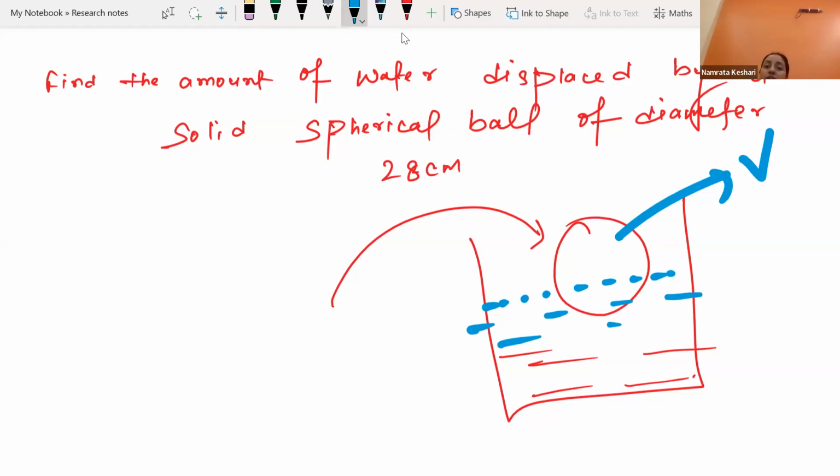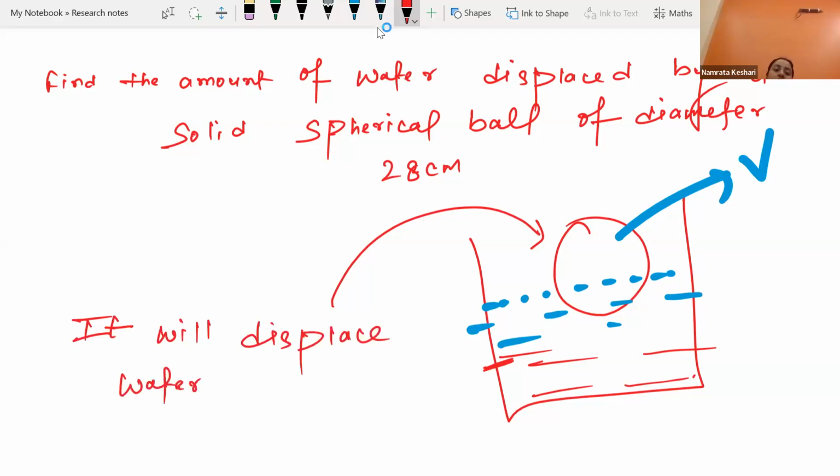So it is not only the height that is increasing. I am saying the volume is increasing. Previously the water level was till here, and then the volume increased due to the volume of the sphere. So when the question says how much water is displaced by a solid spherical ball, that means it will displace water according to its volume.